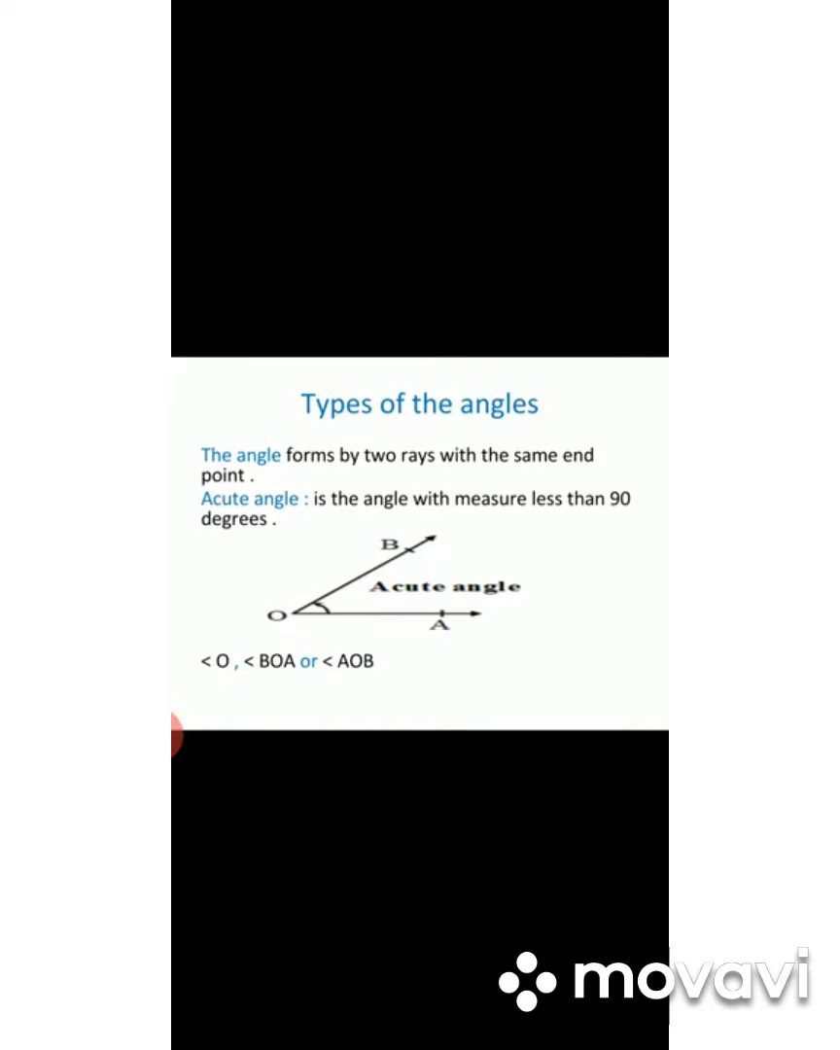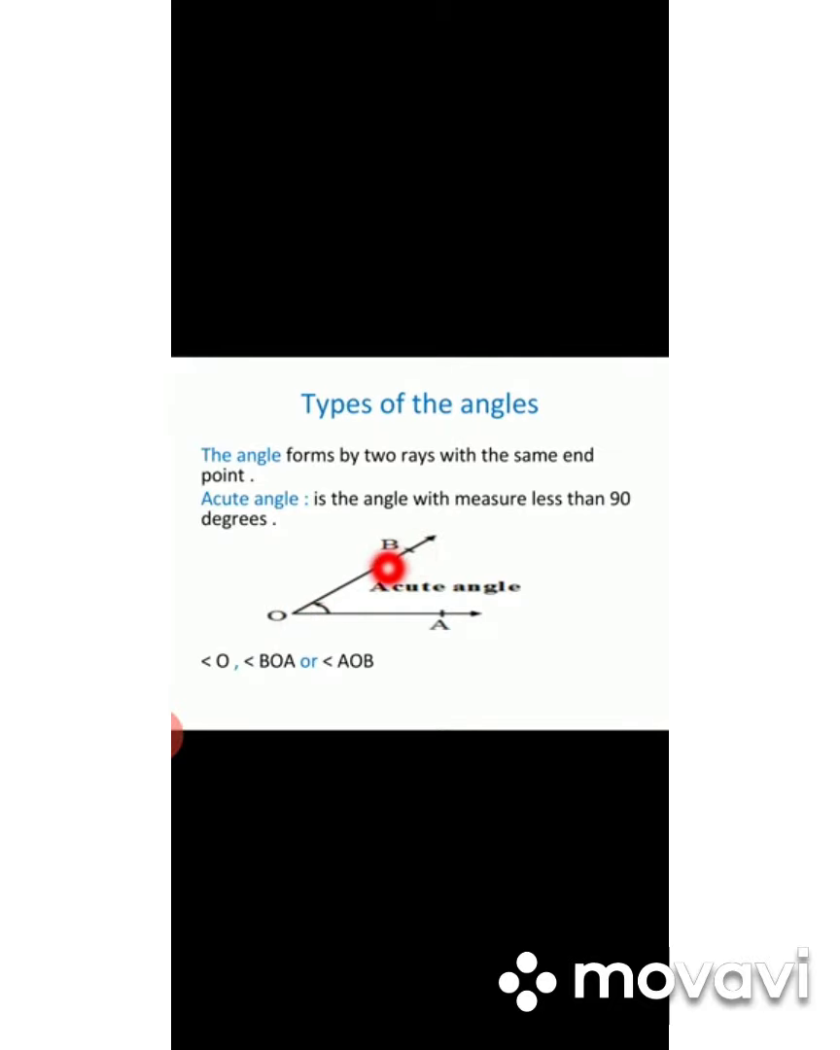Sides of angles. The angle forms by two rays with the same endpoint, like this figure. In this figure, we have what? We have two rays, the ray OB and the ray OA. They are two rays with the same endpoint. The endpoint is what? It is O. So the two rays form what? They form an angle. This angle has two sides. The two rays are called the sides of the angle, and O is called the vertex of the angle.